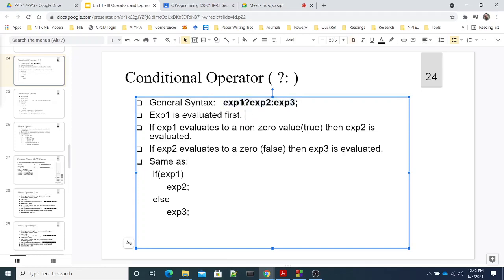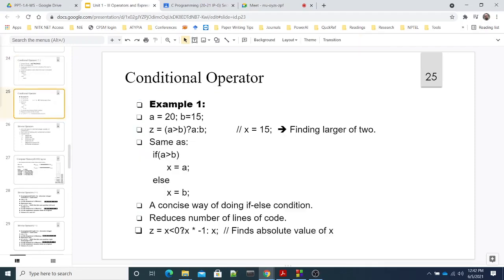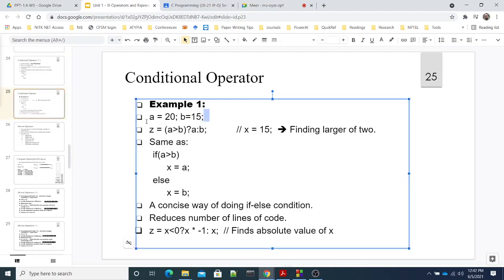Three operands are there. Normally expression 1 will be a simple relational expression or a compound relational expression, which will result in either true or false. If this is true, this will be executed. Otherwise, this will be executed. And we saw two applications: finding the larger of two distinct numbers. This statement will find the larger of two distinct numbers. This is expression 1, this is expression 2, this is expression 3. At the end of execution of this statement, z will have the larger of the two variables a and b.